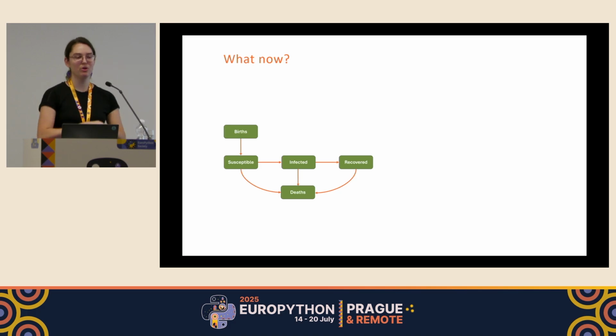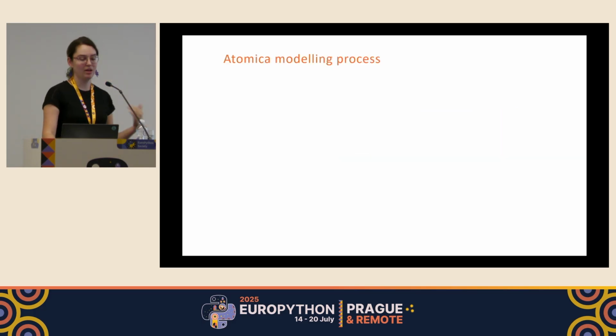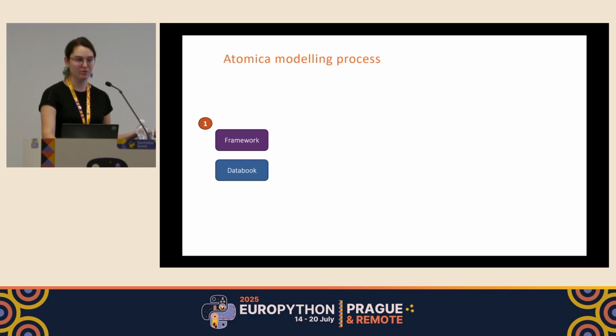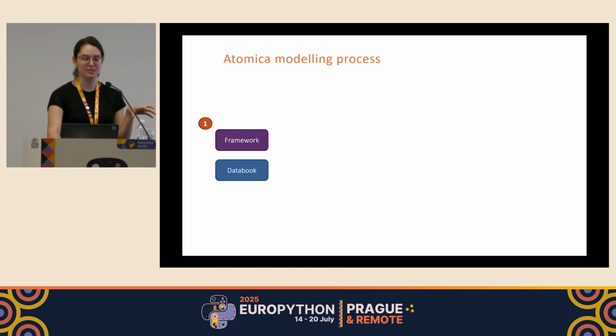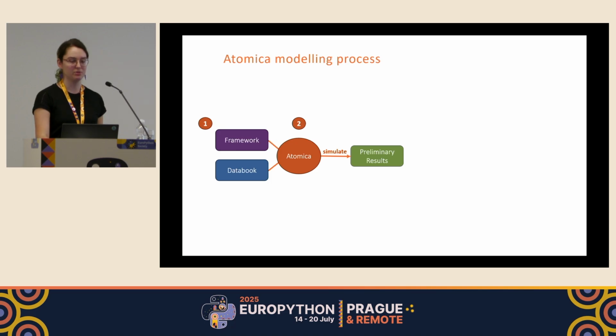So what now? We've got our conceptual model. So how do we go from this to having a working simulation? Well, I'll take you through the basic Atomica modeling process just so that we can see the basic steps. So firstly, we're going to make a framework and data book, which are Excel spreadsheets with firstly this conceptual structure that we just looked at, and then the data corresponding to all of those parameters. Then we're going to import those into Atomica and run a simulation, and we're going to obtain some preliminary results.